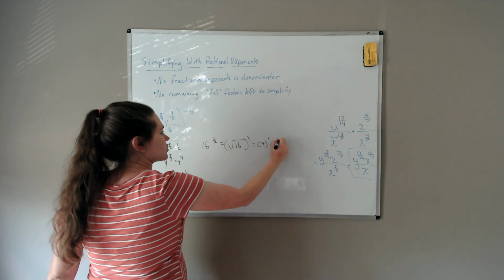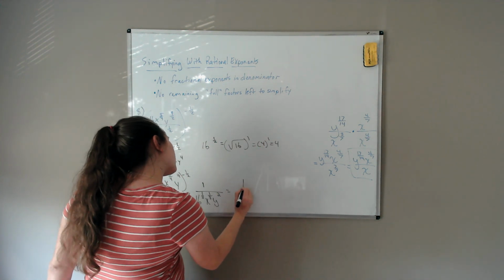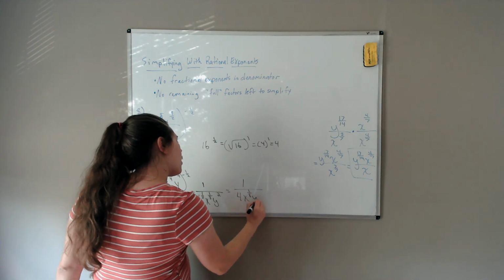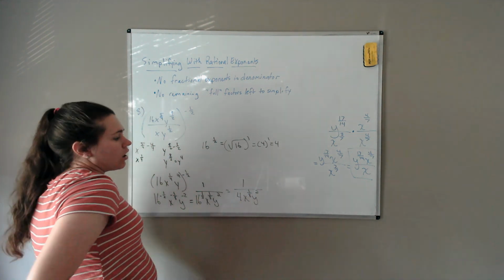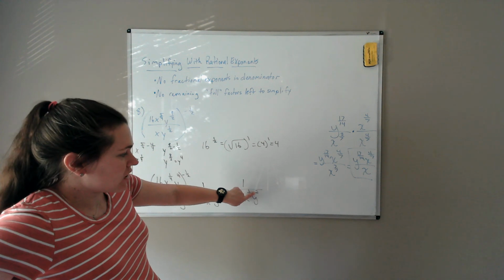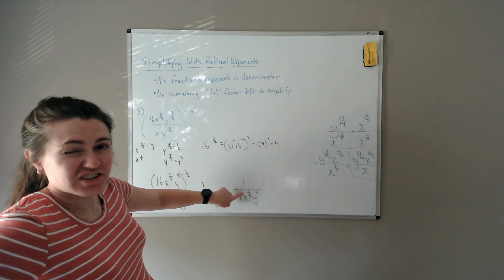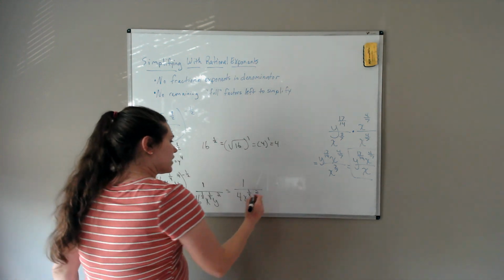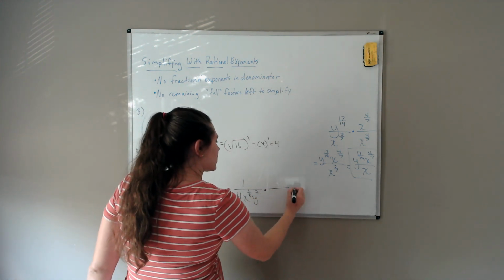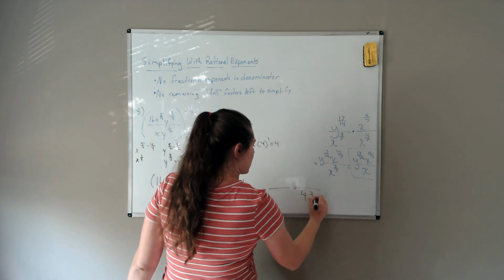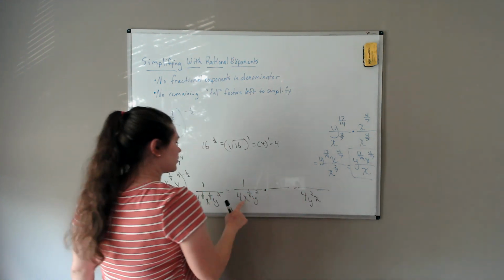4 to the first is just 4. So this becomes 1 over 4 x to the 1/8, y to the 2nd. Can you have an integer exponent in the denominator, positive? Yes. Can you have a fractional exponent, positive, in the denominator? No. So we only need to rationalize the x, because the other two factors are fine.